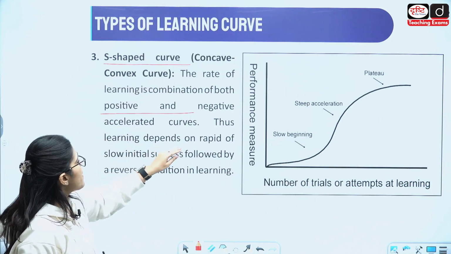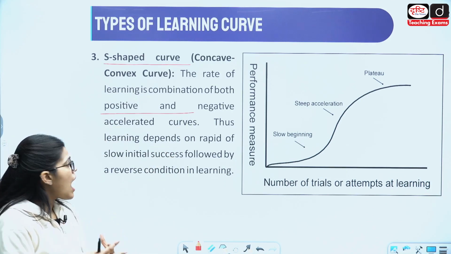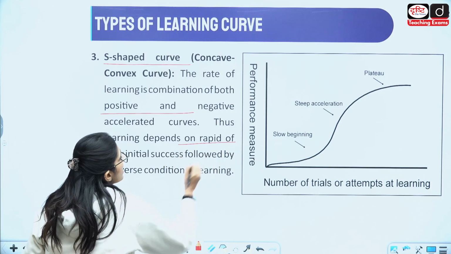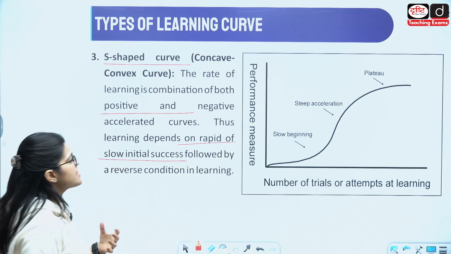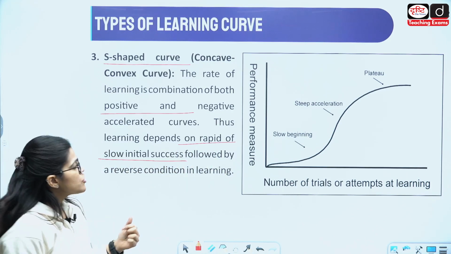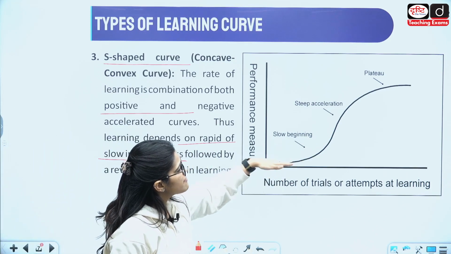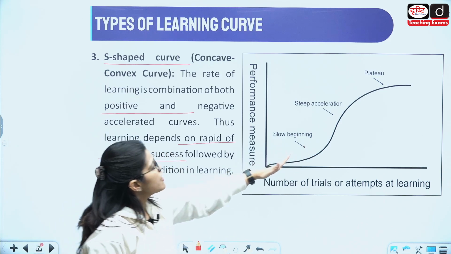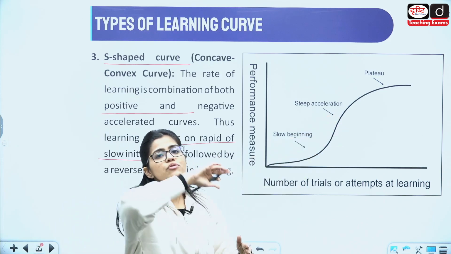Thus, learning depends on how rapid. A slow initial success is followed by the reverse condition in learning. So you see the child starts learning here, it's a very slow beginning there, then you have a steep acceleration and then you reach plateau.